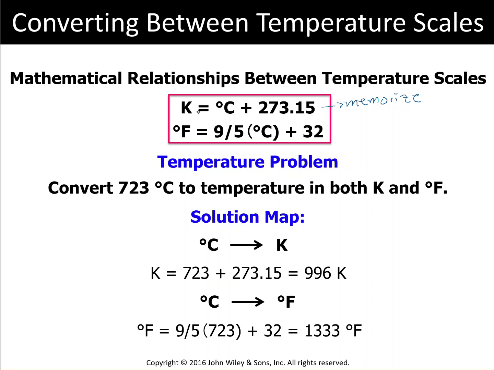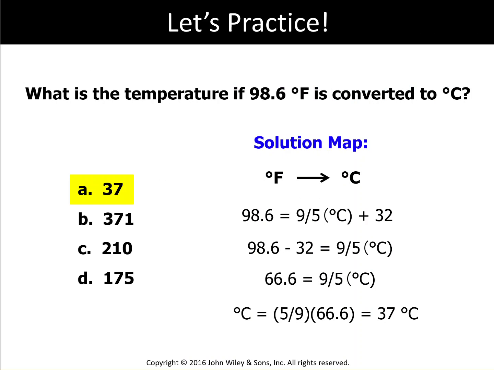Now a couple of things to pay attention to here. First of all, Kelvin is written in caps and it doesn't have the little small circle which represents degree. So for Fahrenheit and Celsius we read it as degree Celsius, degree Fahrenheit, but for Kelvin it's just Kelvin. Here is another example. You want to convert 98.6 degrees Fahrenheit to Celsius. You just plug it into the equation and it's going to be 37 degrees Celsius.